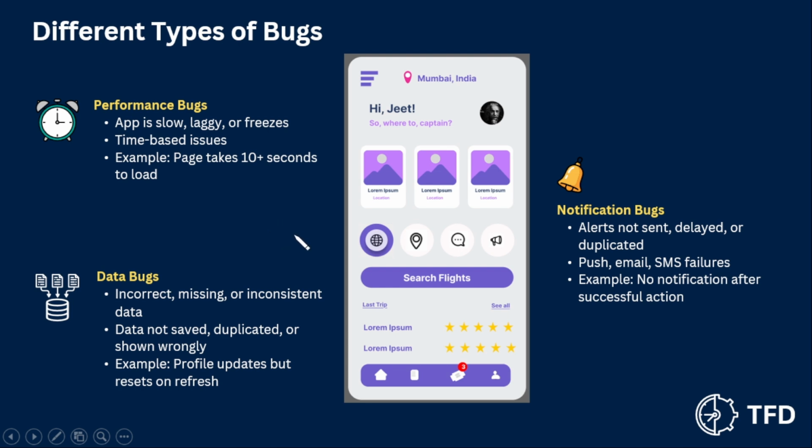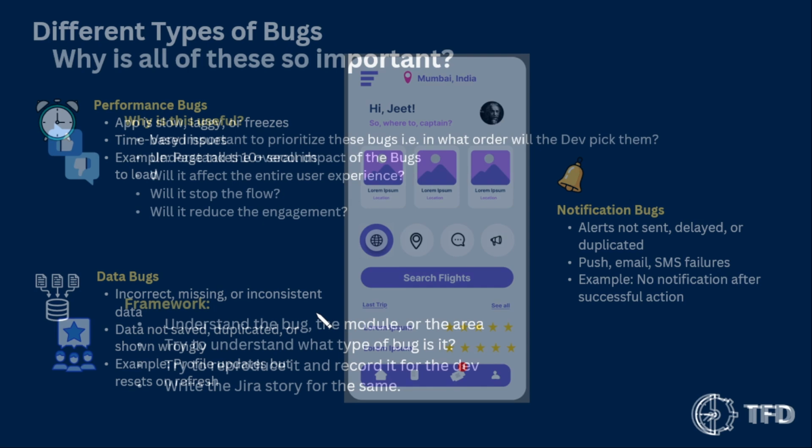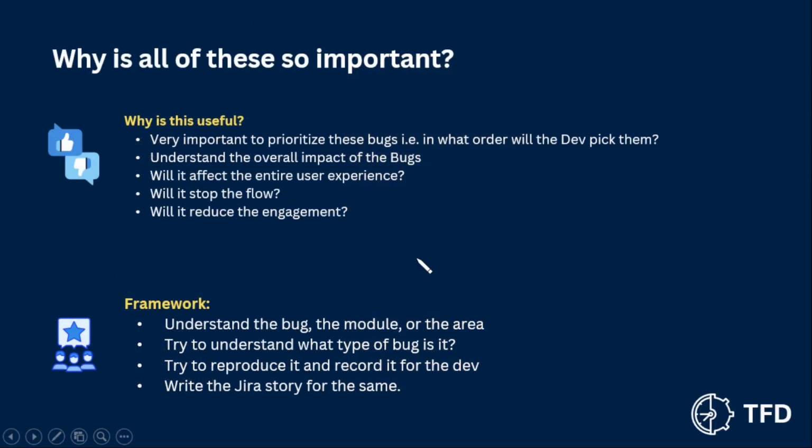Maybe anything. But why am I telling you all this, and why is this important? It's important because we first understand what kind of bugs they are so that we can prioritize these bugs, and we can say that this is the order we need to pick. We can tell the dev team what should happen. We need to ask certain questions: will it affect the entire user experience? Will it stop the flow? Will it reduce the engagement?